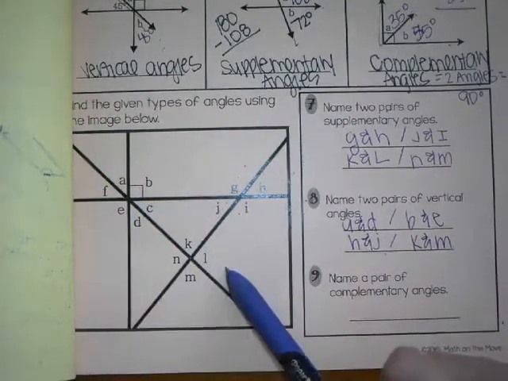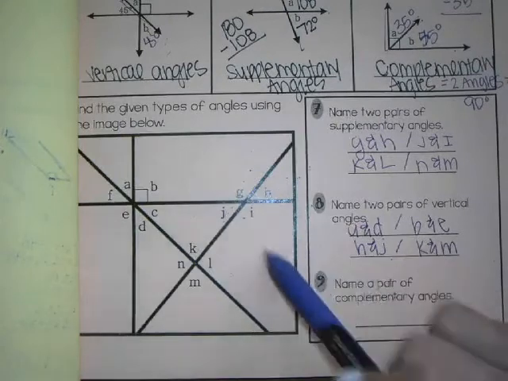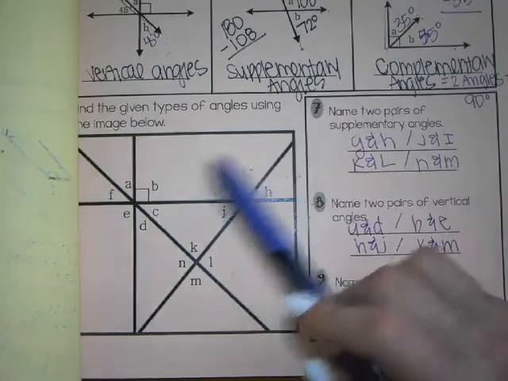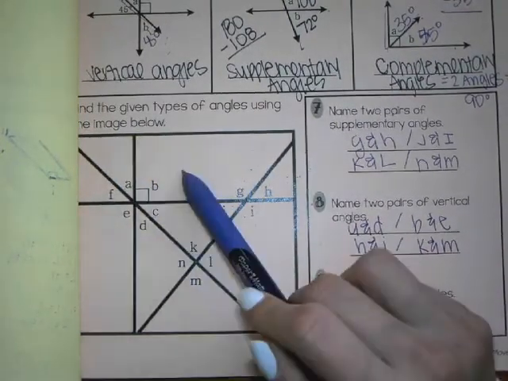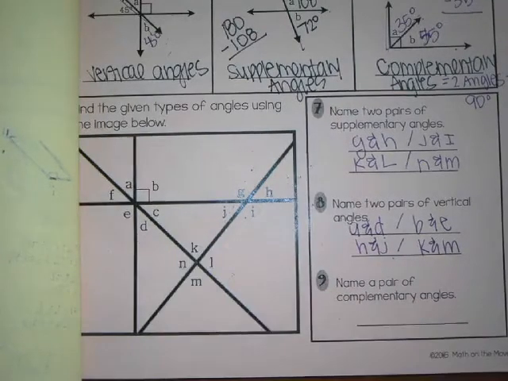So it's N and L, K and M, G and I, H and J, A and D, E and B, F and C. All of those are vertical angles.